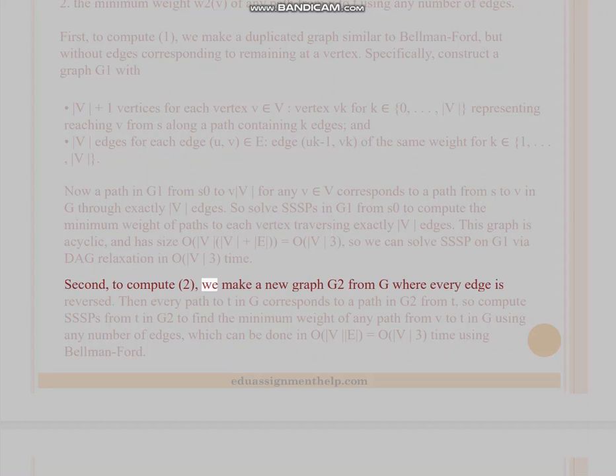Second, to compute 2, we make a new graph G2 from G where every edge is reversed. Then every path to t in G corresponds to a path in G2 from t, so compute SSSP from t in G2 to find the minimum weight of any path from v to t in G using any number of edges, which can be done in O(|V||E|) = O(|V|^3) time using Bellman-Ford.